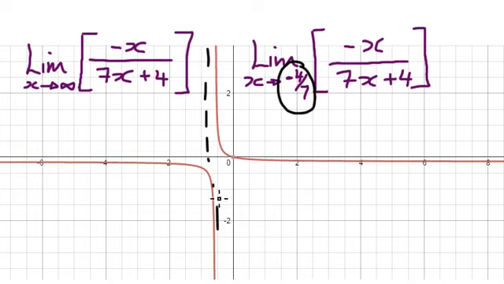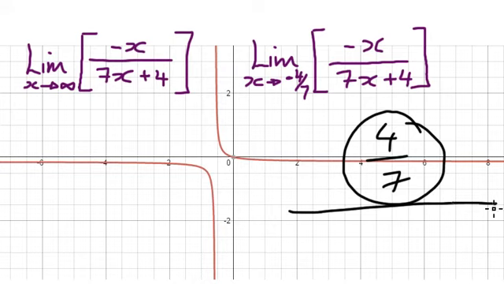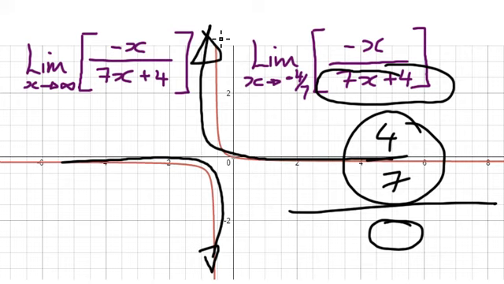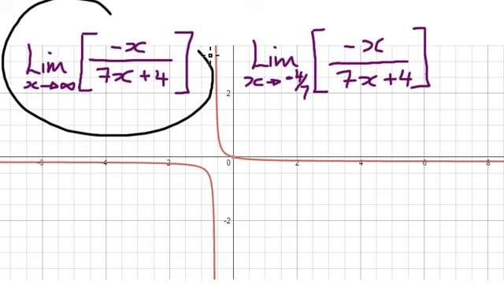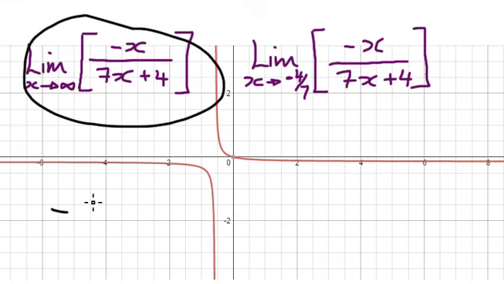And then the other limit here. Well, here you've got an asymptote at negative 4/7. So here the limit of the top part is positive 4/7, and it's a definite limit. And then the limit of the denominator is 0. So you can see that the limit here does not exist. Okay, and then from the right hand side it goes upwards. So here the limit doesn't exist. Here the limit is negative 1/7. Okay.